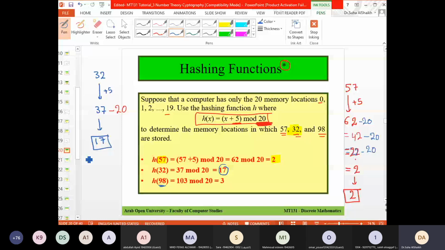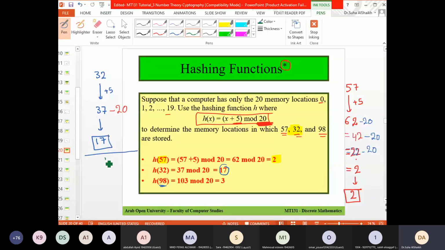Same thing with the 98 here. In 98, I'm gonna add 5. It's 103. From the 103 I will subtract 20, 5 times. This will give me 3. Or, it's 103. The 100 is 5 times 20, so subtract 20 five times. This will give you a remainder of 3. So the 98 goes to 3. You got the idea?